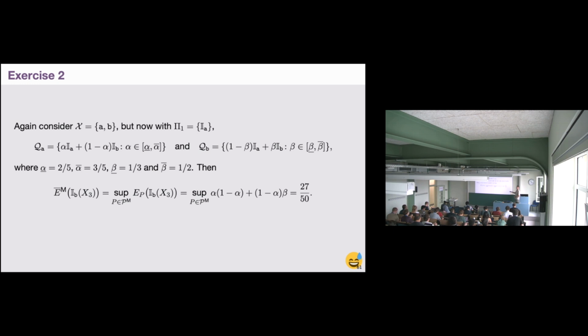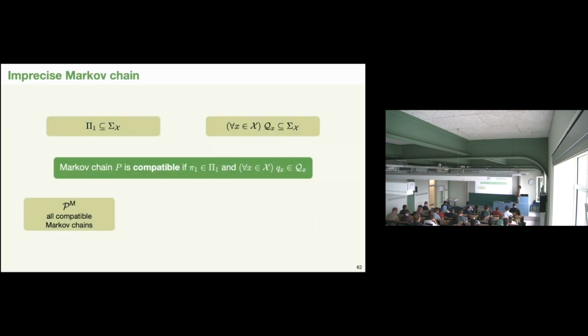I hope that before the break I convinced you that computing upper expectations for the set of compatible Markov chains is hard, difficult, not what we want to do. And if I haven't convinced you, just believe me, please. So let's see what we can do about this. We have some initial data about the local probability mass functions, the sets that we can have them in. And then we investigated the set of all compatible Markov chains.